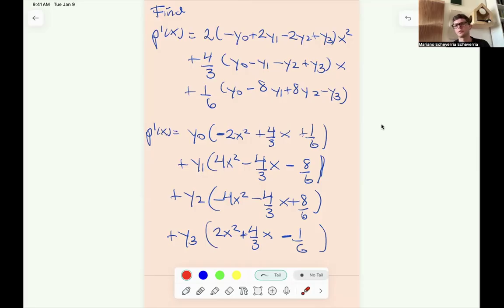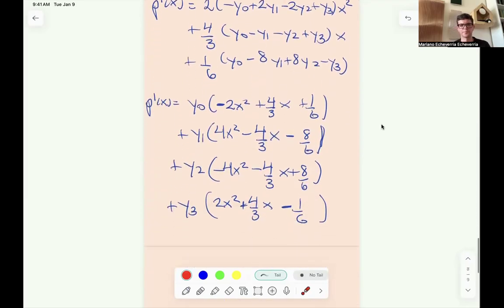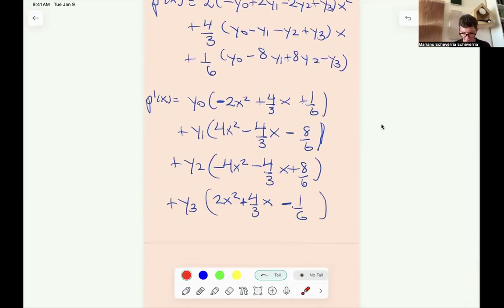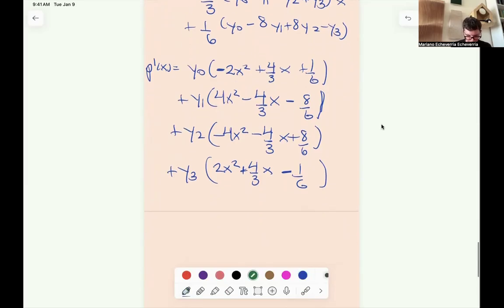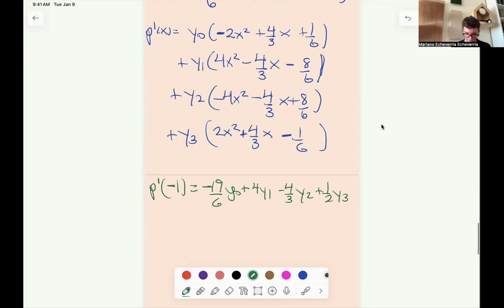For example, this is pure arithmetic, not worth pointing to right now. You just plug in a particular value for x and then you find the answer. If you evaluate at -1, you'll find negative 19 over 6 y0 plus 4 of y1 minus 4/3 of y2 plus 1/2 of y3.